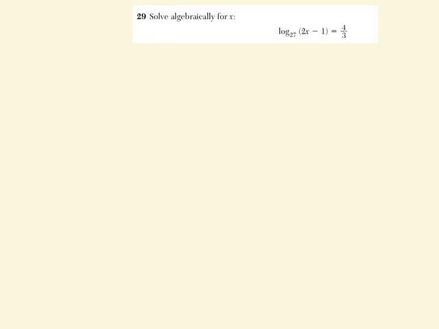Today we're going to be looking at, again, the June 2013 Algebra 2 / Trig Regents. Today we're going to be looking at question number 29 of the short answer. It's the second question in the short answer. And the question is, solve algebraically for x, log with a base of 27, 2x minus 1 equals 4 to the third. 4 over 3, my bad.